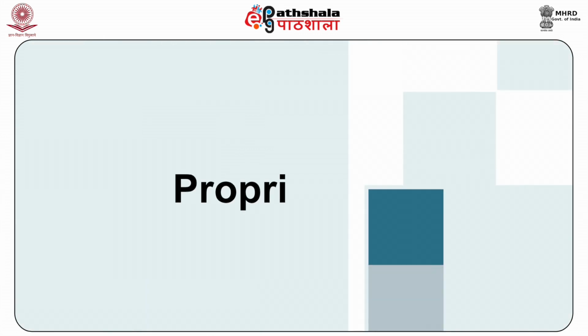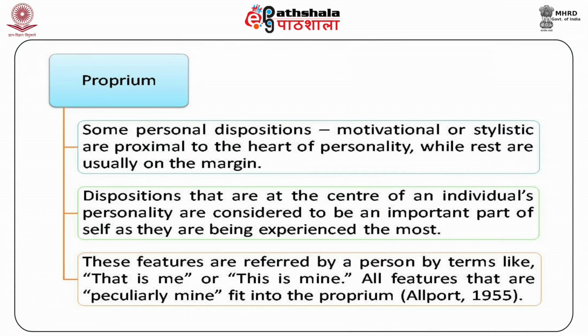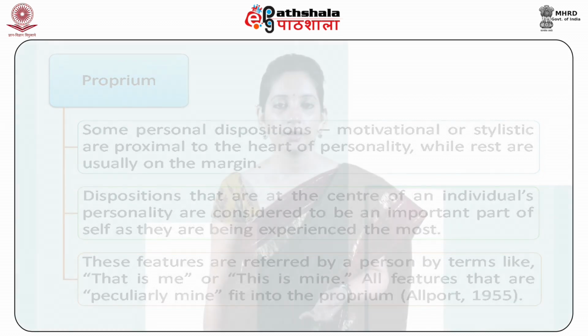Proprium. Some personal dispositions, motivational or stylistic, are proximal to the heart of personality, while the rest are usually on the margin. Dispositions that are the center of an individual's personality are considered to be an important part of the self, as they are experienced the most. These features are referred to by a person with terms like "that is me" or "that is mine." All features that are particularly mine fit into the proprium.